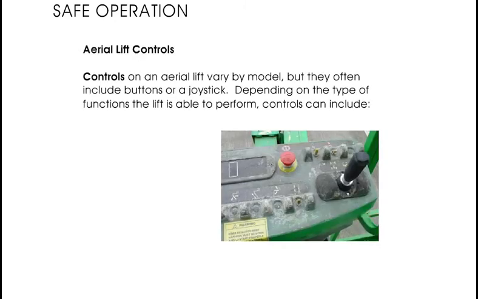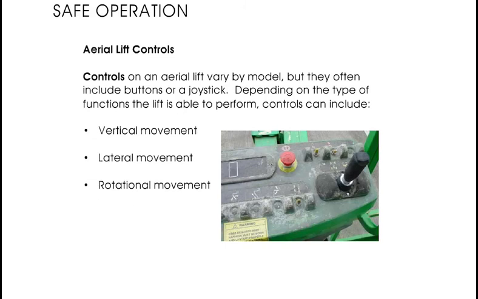Controls on an aerial lift vary by model, but they often include buttons or a joystick. Depending on the type of functions the lift is able to perform, controls can include vertical movement, lateral movement, rotational movement, platform or basket movement, and ground movement.